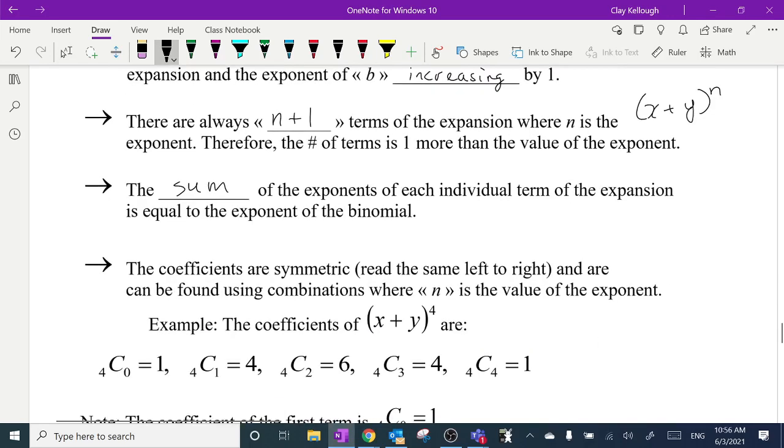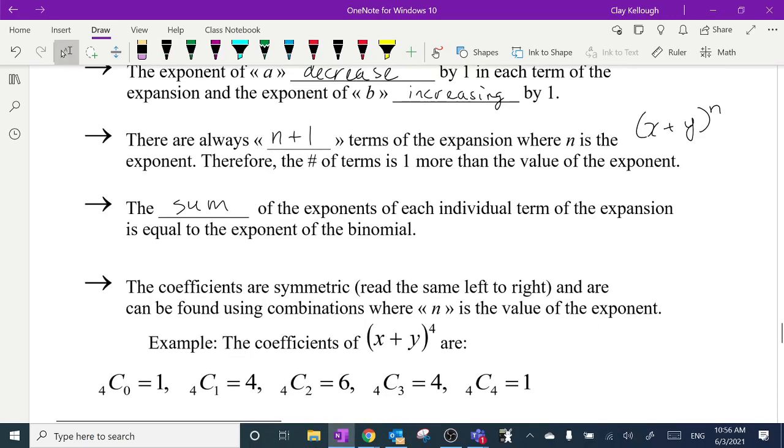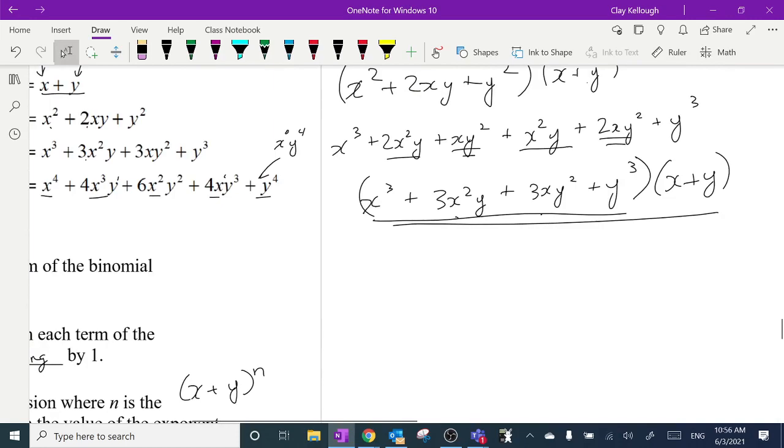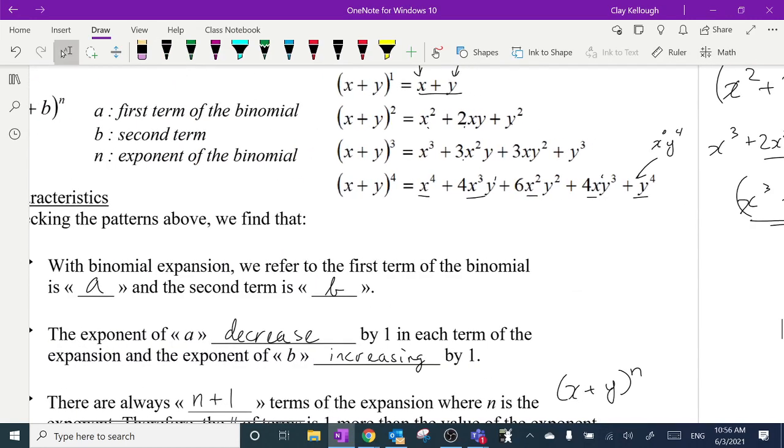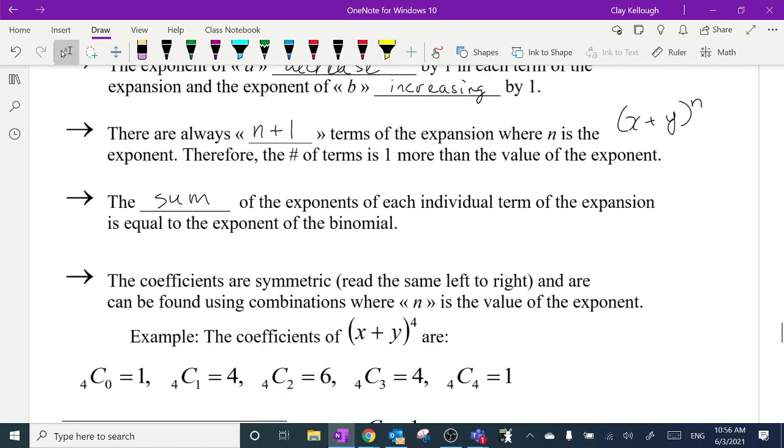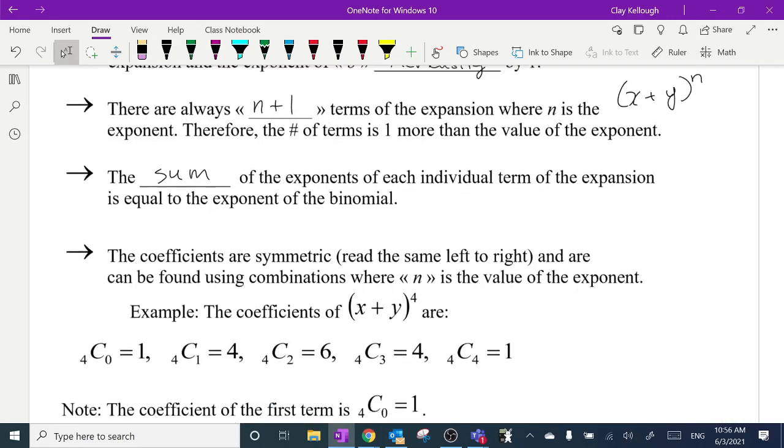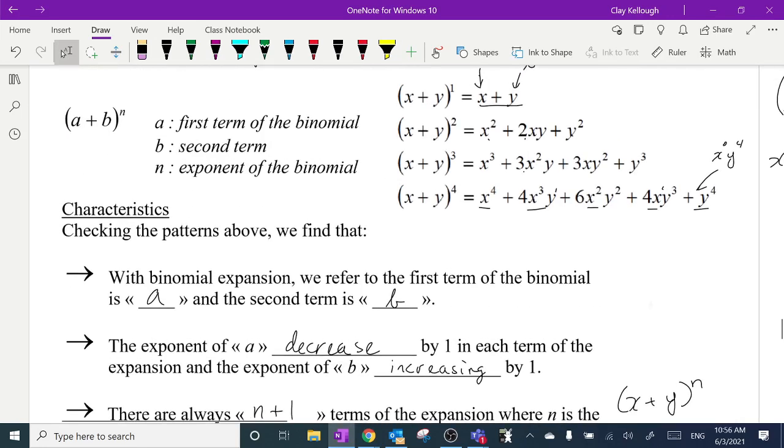So there's all kinds of patterns here that can help us to find ways to not have to do all this work, which is, again, one of the cool things about algebra. It gives you shortcuts, right? Now, where do these coefficients come from? Now, what do I mean by coefficients?